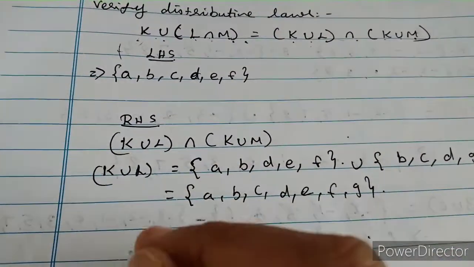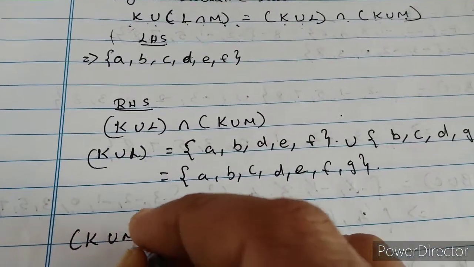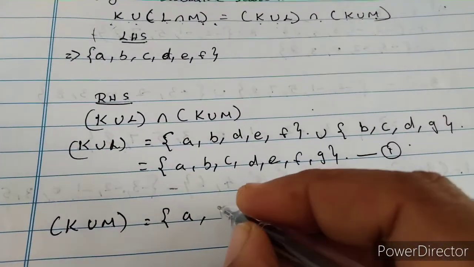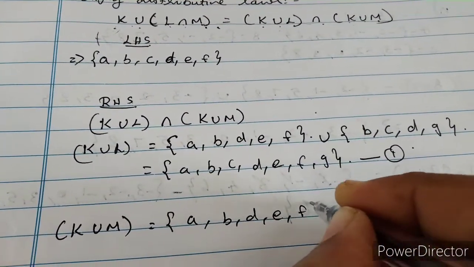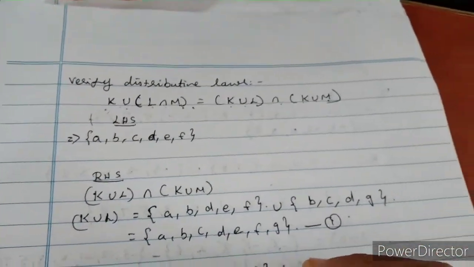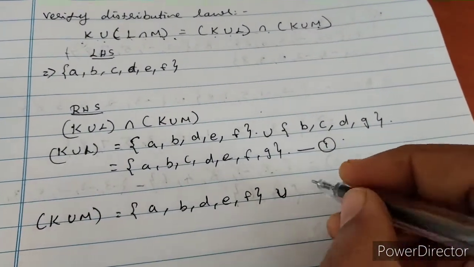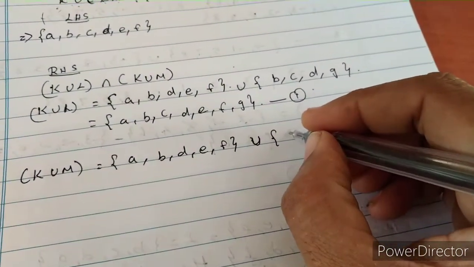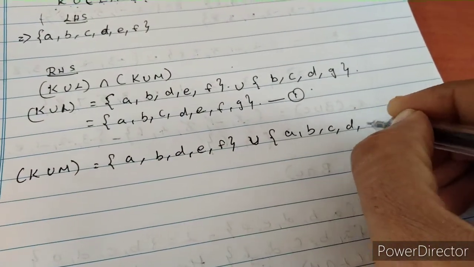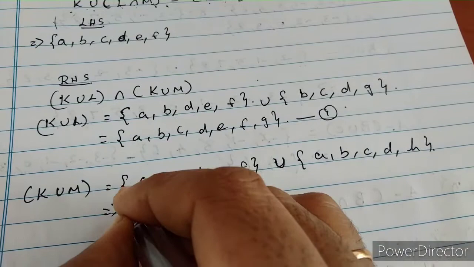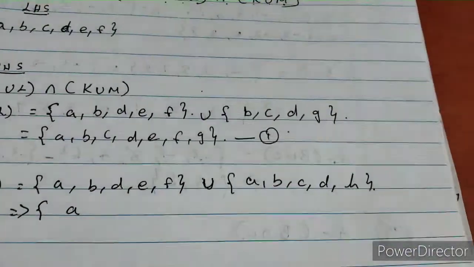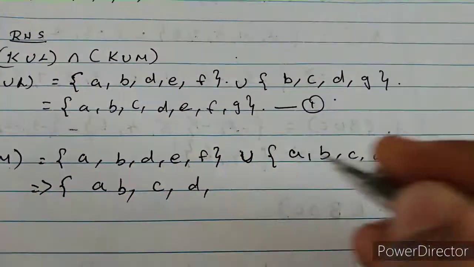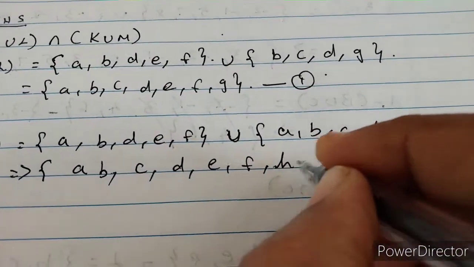Next one is K union M. This is your first one. Next, K union M is, again write the elements of K, A, B, D, E, F, and union elements of M, which are A, B, C, D and H. So what are the elements of K union M? A, B, C, D, E, F and H.